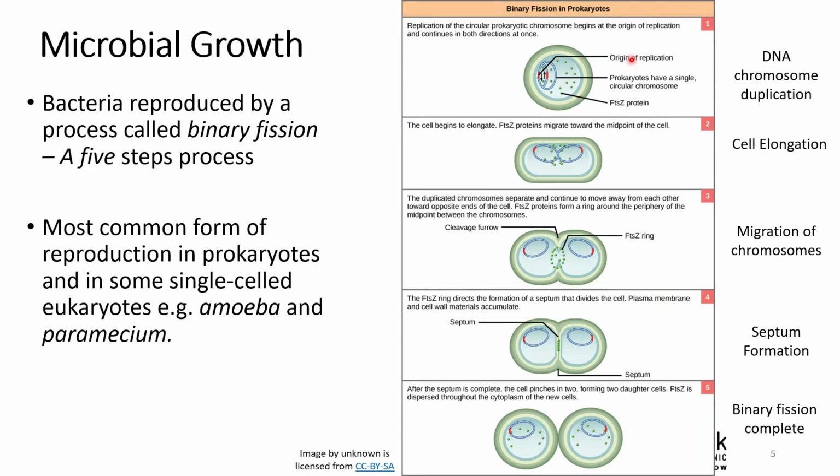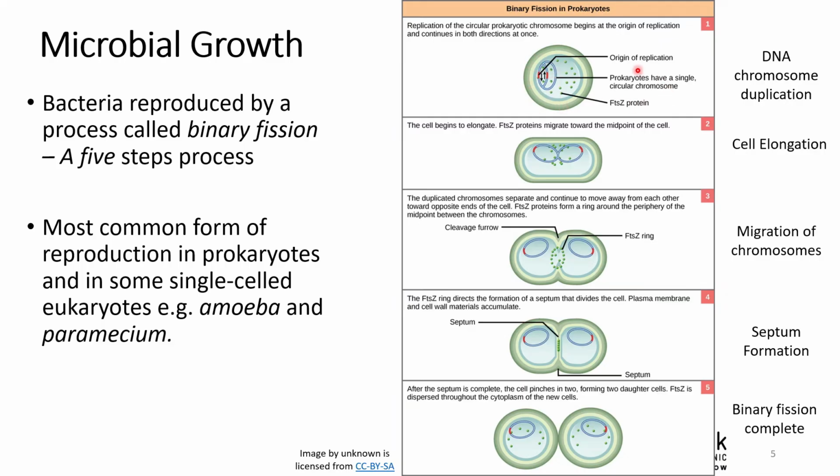In the first step here, we have DNA chromosome duplication. This is where your prokaryotic chromosome in the bacteria begins to replicate. Replication of DNA in both directions here. So in this image here, you can see that this is the origin of replication. The prokaryote has a single circular chromosome, and that's where they start making another copy.